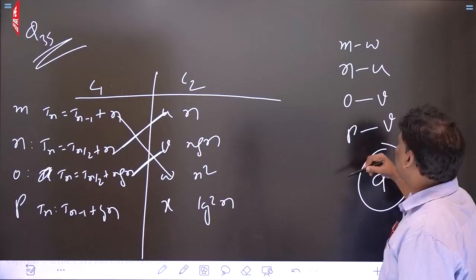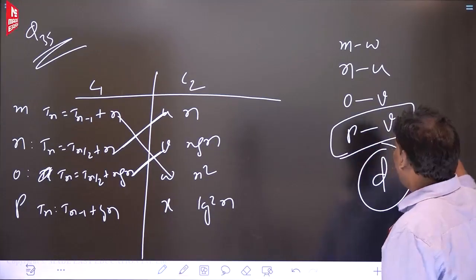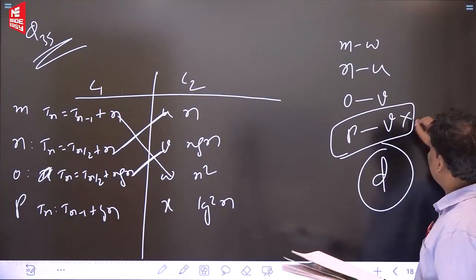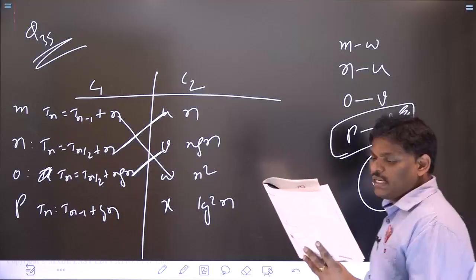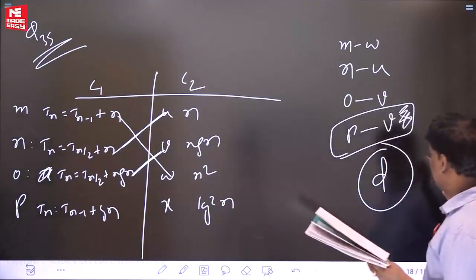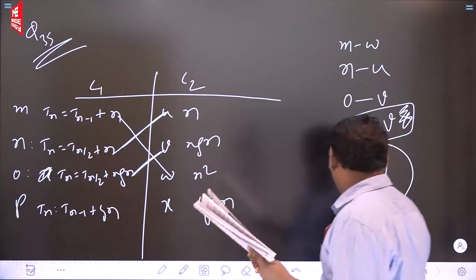D. In the available options, little bit matching is D, but in the D change this. You change this one. P is V, not X. Right? O also V, P also V. For question number 35, the answer is D, but in the D, P is V, not X. That is 35. Go to question number 36.